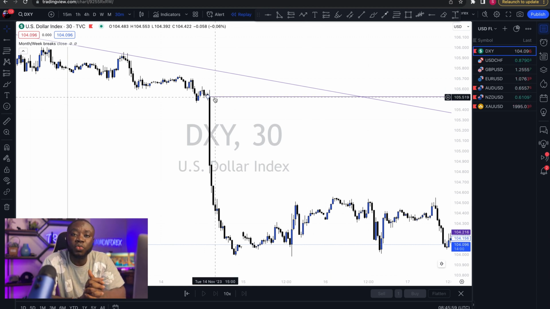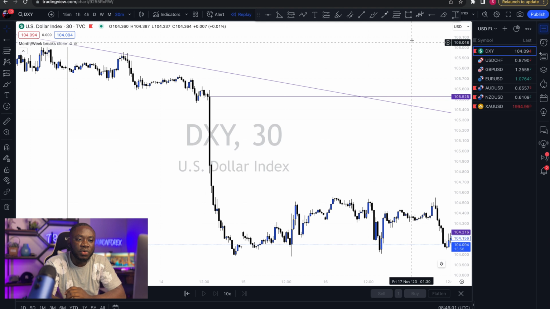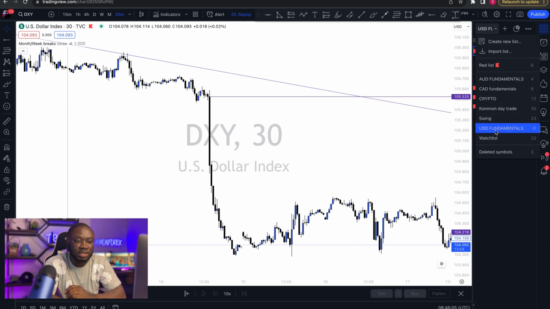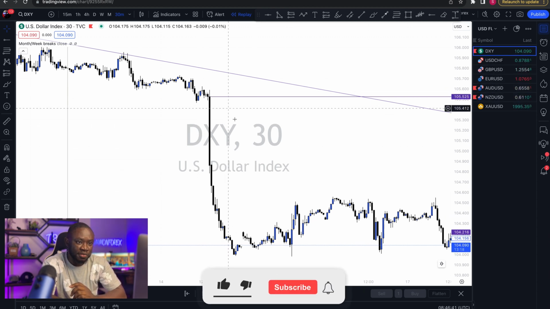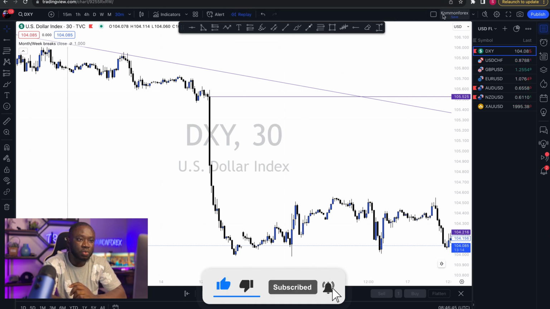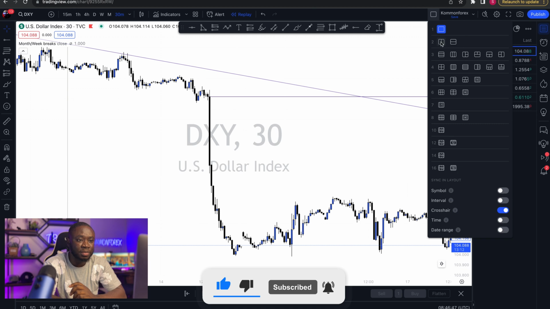So if the dollar is going to be weak, which pairs are you trading? Look here, I've listed them here. So you realize that I have a whole watch list for my USD fundamentals. If you look at my screen here, you realize I have USD CHF, GBP USD, Euro USD, AUD NZ USD, and gold. But the ones I normally like to look at are 1, 2, 3, 4. We've seen what the DXY is doing, falling extremely. So now let's divide the chart into two and then look at the other pairs, what happened to them at the exact time as well.